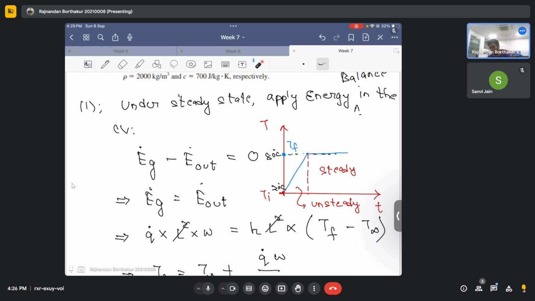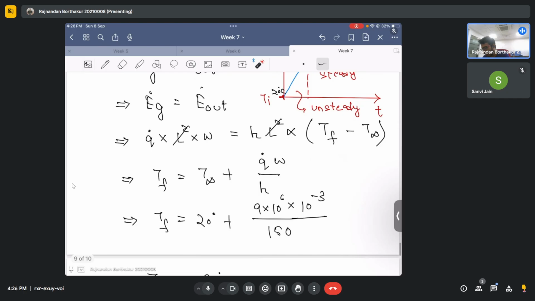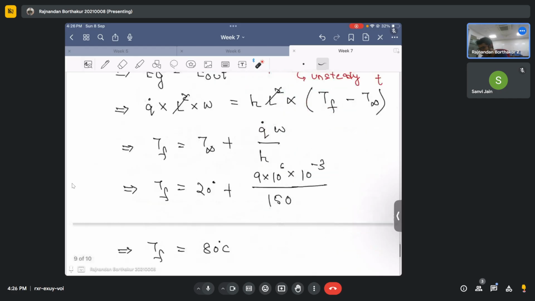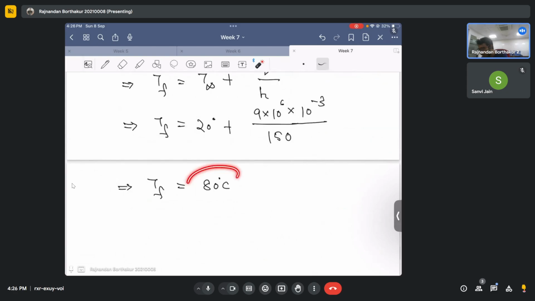All right, so let's go into the second part. In the second part, what they said is that once you turn on your computer, which means your chip has now become activated, how long does it take to come within 1 degree of this final temperature? This means to come within 1 degree of this 80 degrees final temperature.